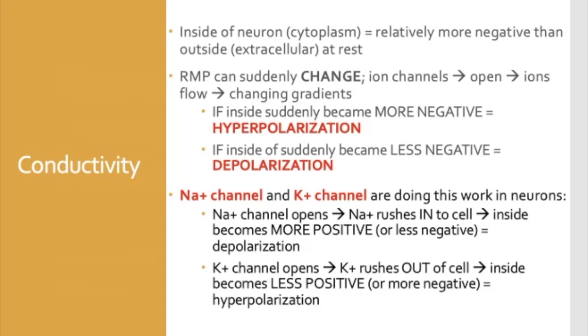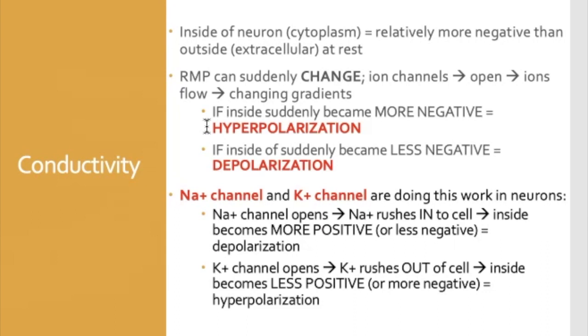So we talked about this concept of depolarization, which is a state that happens when the inside of a cell, a neuron or a muscle fiber, becomes suddenly less negative. Or another way to say that is more positive. And in comparison, hyperpolarization is the state where the inside of the neuron or muscle fiber suddenly becomes more negative or less positive. That's called hyperpolarization. In the neuron, sodium channels and potassium channels are doing this work.